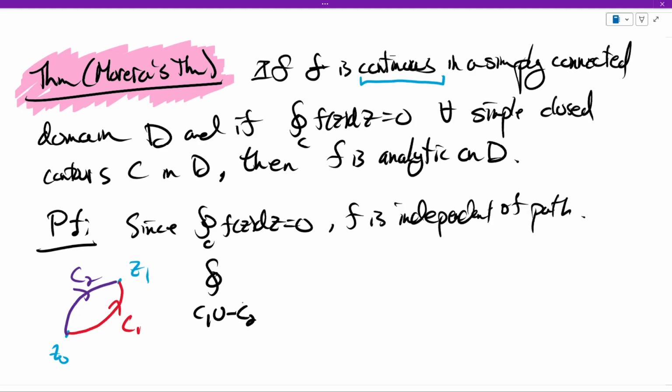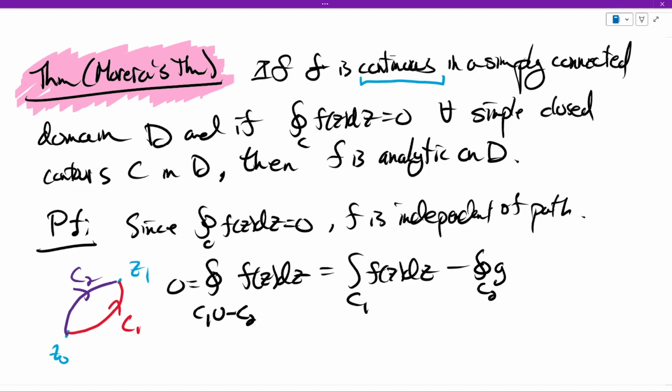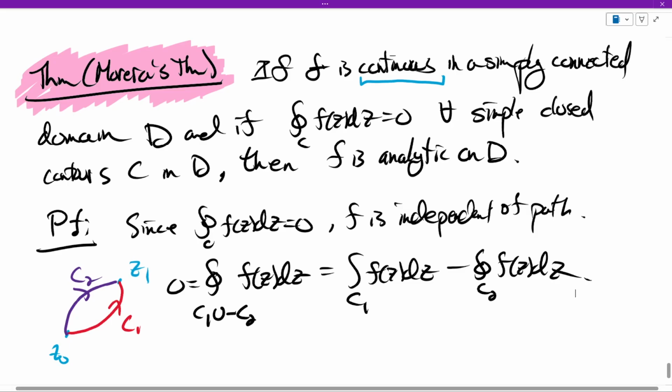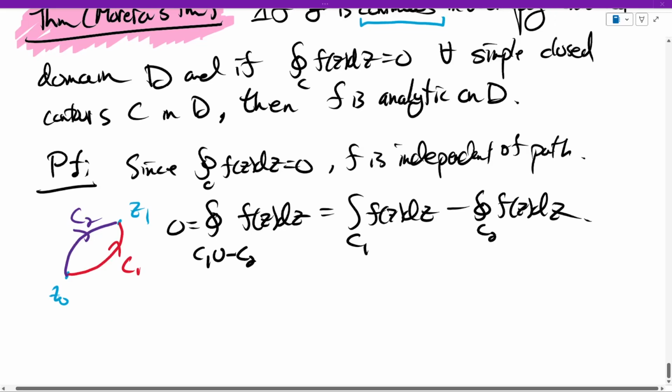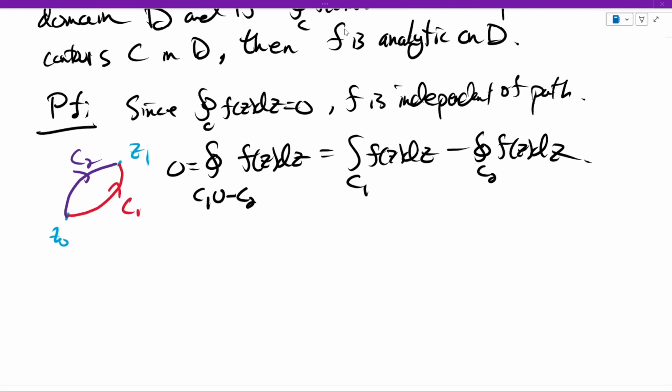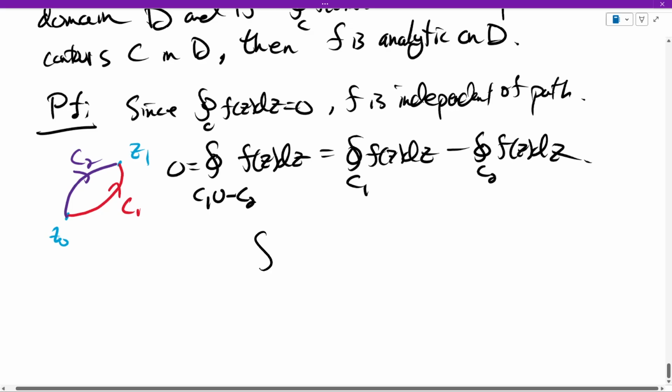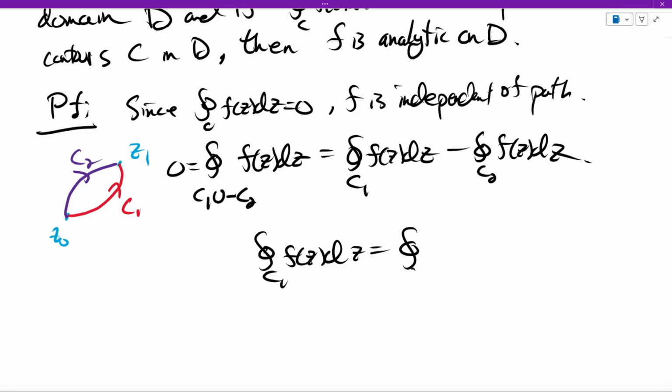I'm going to write that as C1 union negative C2. Well, on the one hand, that's 0. On the other hand, that's do C1, and then do C2 in the opposite direction. So we put a negative sign there. All right. So now what we can do is we can add that guy over. Okay, so it's independent of path.